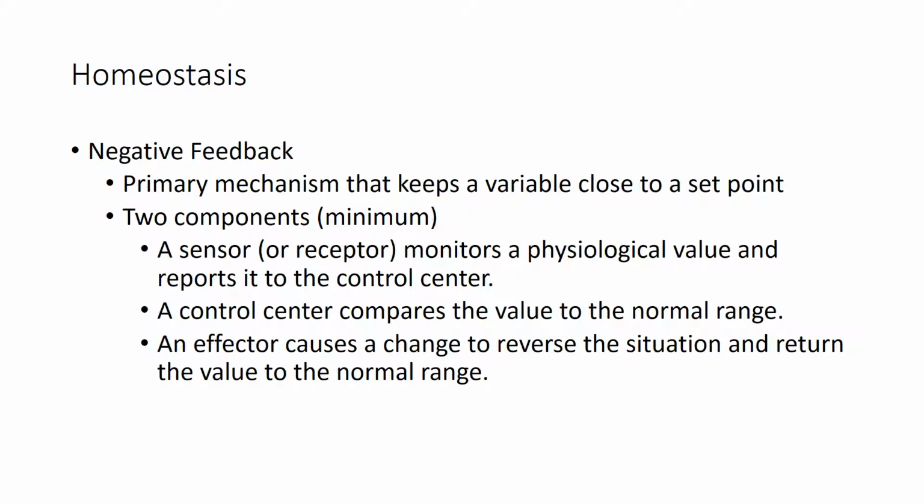Now, the first way that we do that is through negative feedback. Negative feedback is the main mechanism in our body that keeps every variable, like blood sugar, close to a set point. First you have a sensor or a receptor that monitors a physiological value and is going to report it to the control center. Okay. And a sensor can be sensory nerves or something like that. A control center most likely is going to be your brain, and your brain is going to send a message to an effector, which a lot of the time is an organ or gland that's going to cause a change to reverse the situation and move the values back to the normal range.